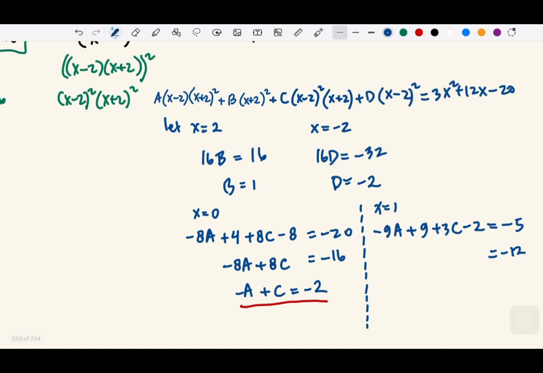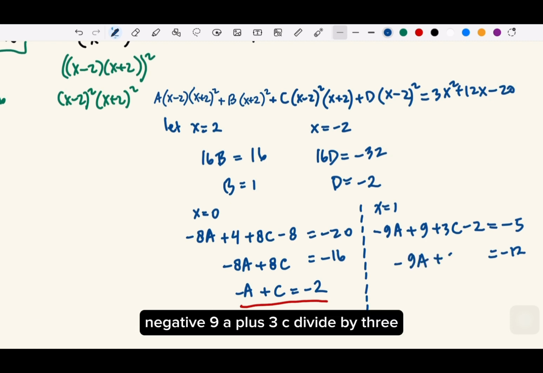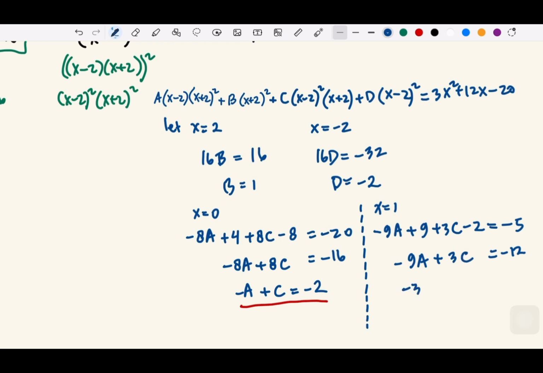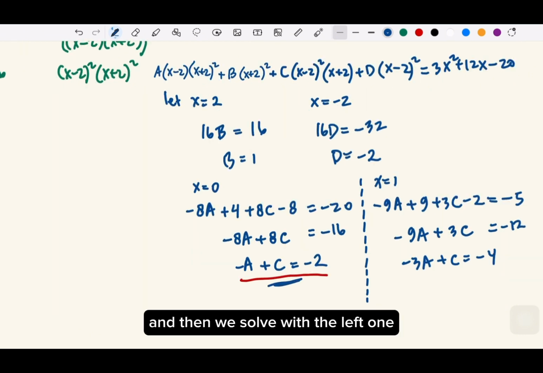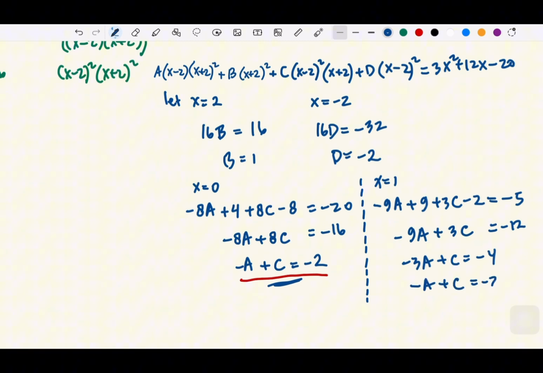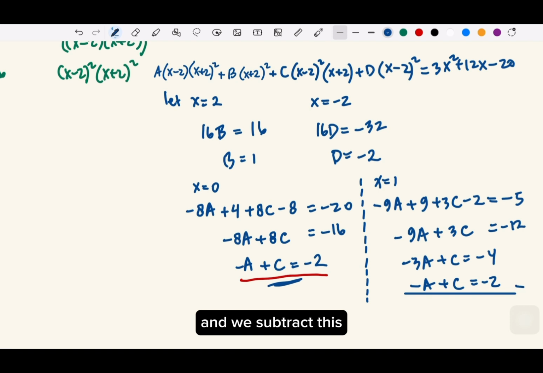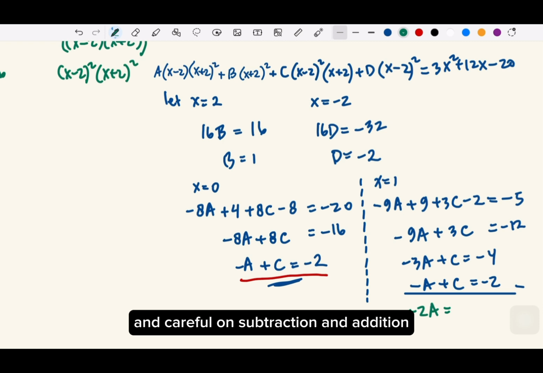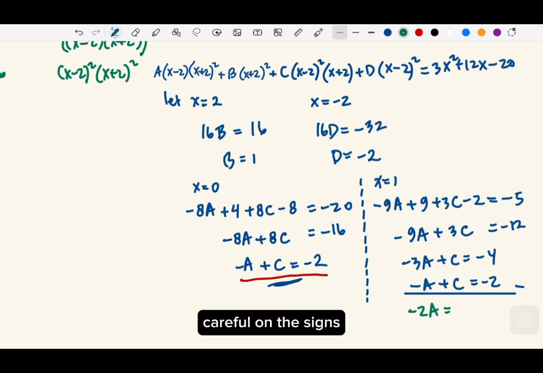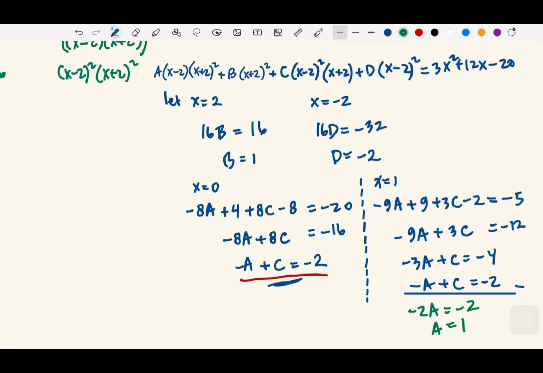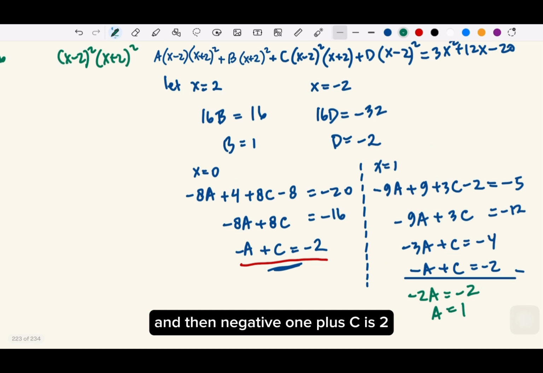This will be what? -9a plus 3c, divide by 3. And then we solve with the left one. This is -a plus c. Let me subtract this. This is -2a. And careful on subtraction and addition. Careful on the signs. So a is 1. And then -1 plus c is 2. So c will be 3.